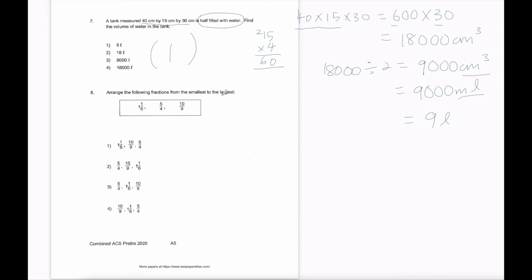Okay, let's move on. Arrange the following fractions from the smallest to the largest. So some are in improper fractions, some are in mixed numbers. So we have to make it all mixed numbers. Okay.